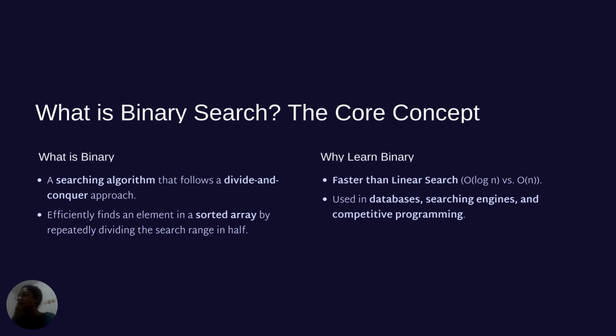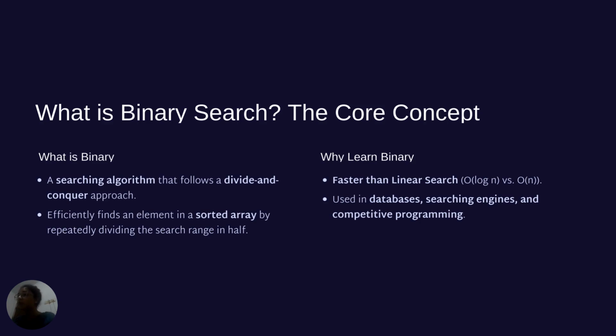So what exactly is binary search? It's a searching algorithm that follows a divide and conquer approach. Instead of scanning every element like linear search, binary search divides the search space in half repeatedly. This makes it incredibly efficient with a time complexity of O(log n).